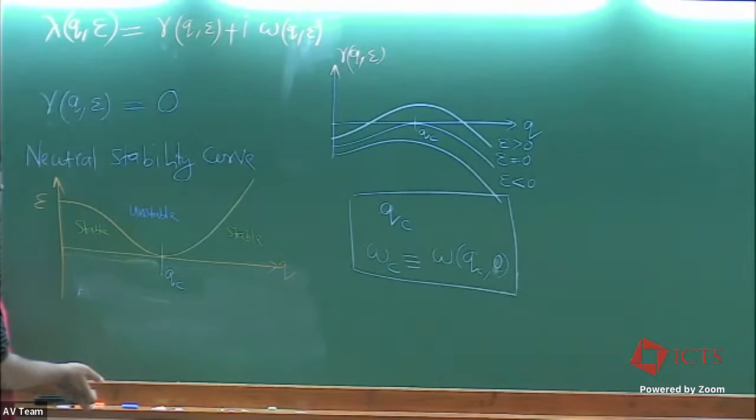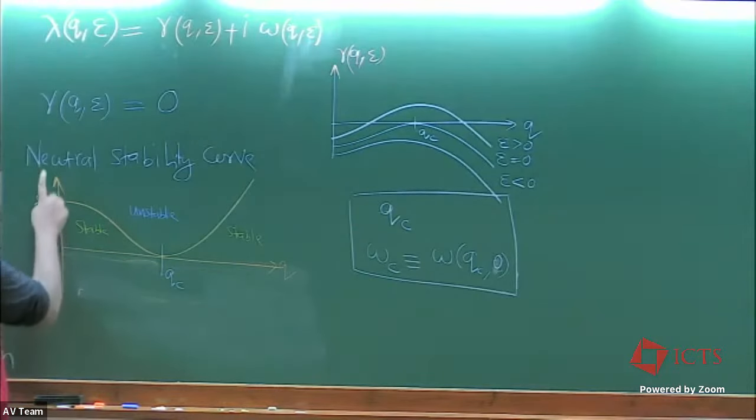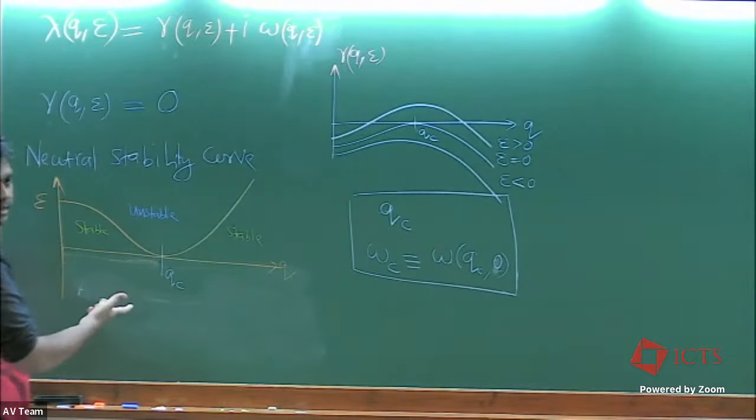Is it because your gamma versus q takes this form? You can draw it either way. I just defined epsilon such that epsilon negative is stable, epsilon positive is unstable.